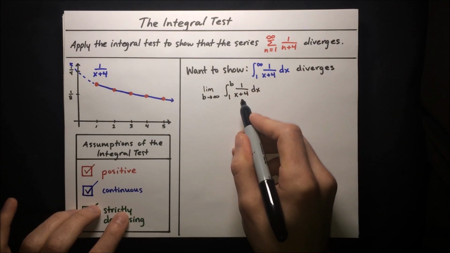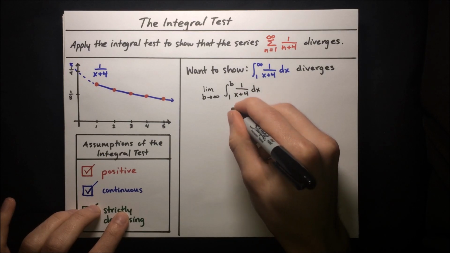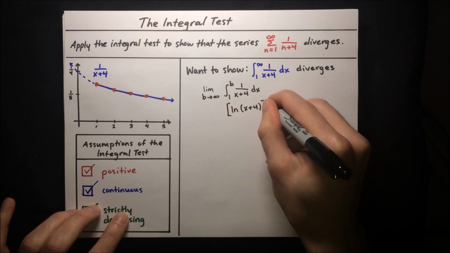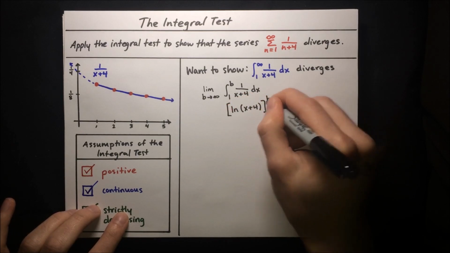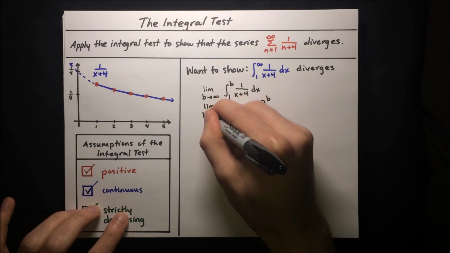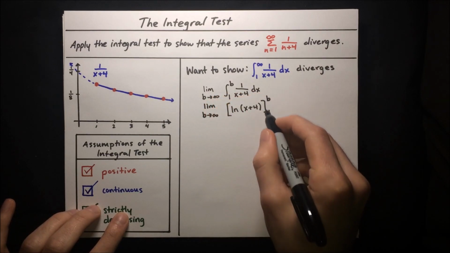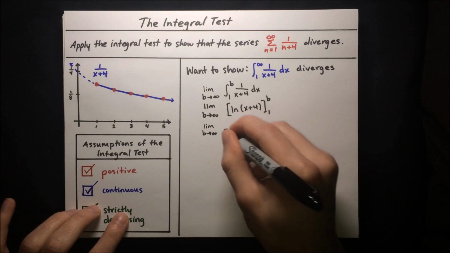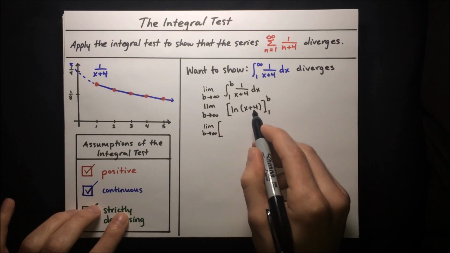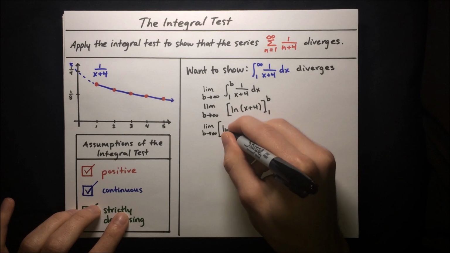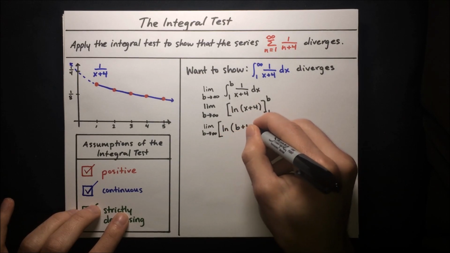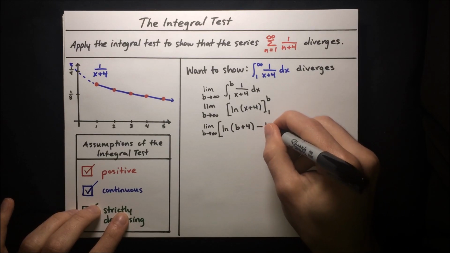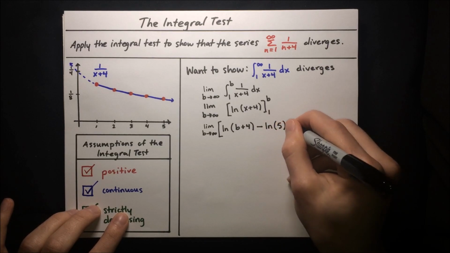Now this integral is just a natural log integral. This integral just comes out to natural log of x plus 4, and that's going to be evaluated at the bounds 1 and b, and we're still taking the limit as b goes to infinity. So let's go ahead and evaluate this at the bounds. We'll put our limit in front, limit as b goes to infinity of, well, natural log of x plus 4 evaluated at b is just natural log of b plus 4, and then minus natural log of x plus 4 evaluated at 1, which is just natural log of 1 plus 4, which is 5.